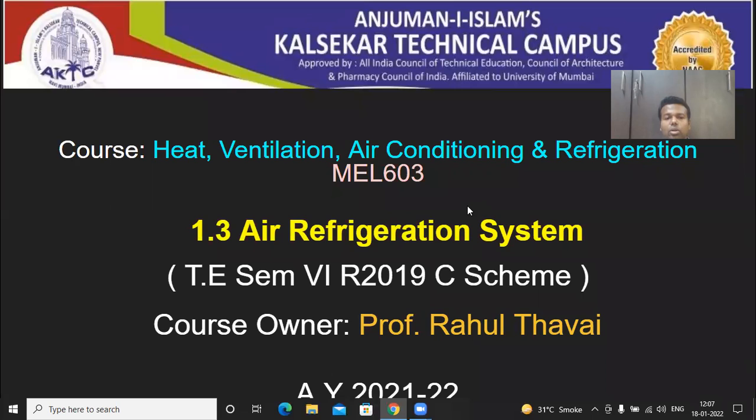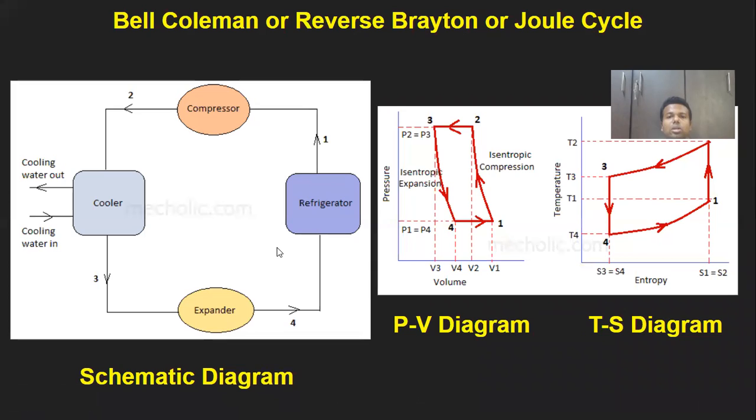In order to start, we will first study what is Bell Coleman, also known as reverse Brayton, or also known as Joule cycle. On one side you have a schematic diagram for the Bell Coleman cycle. I repeat, this Bell Coleman cycle is also known as reverse Brayton, or Joule cycle. See, in thermodynamics we have seen the Brayton cycle.